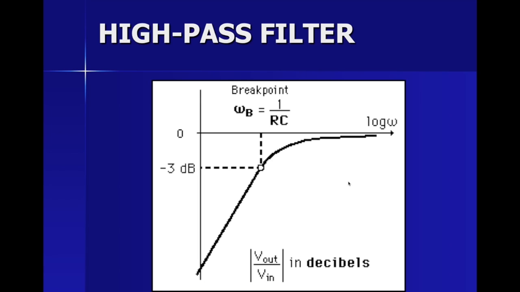Here's what a high-pass filter looks like. Same idea. All of the high frequencies pass through, and then below your specific selected cutoff frequency, you're going to start to attenuate the lows. These are used quite a bit.